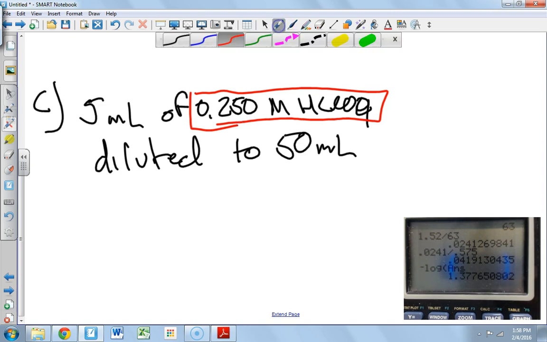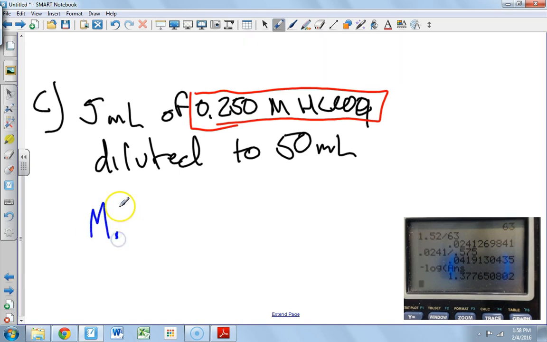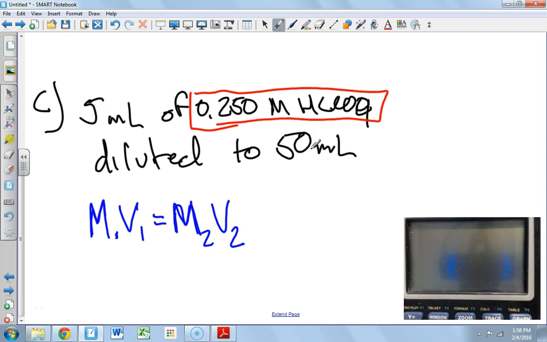So we dig back into our notes, and we find that anytime we do a dilution, the formula is M1V1 equals M2V2, where this one would be the molarity and volume at the beginning, and this is the molarity and volume at the end. Okay, so I'm going to clear out the calculator because we're going to need to use this. Okay, so let's do this.